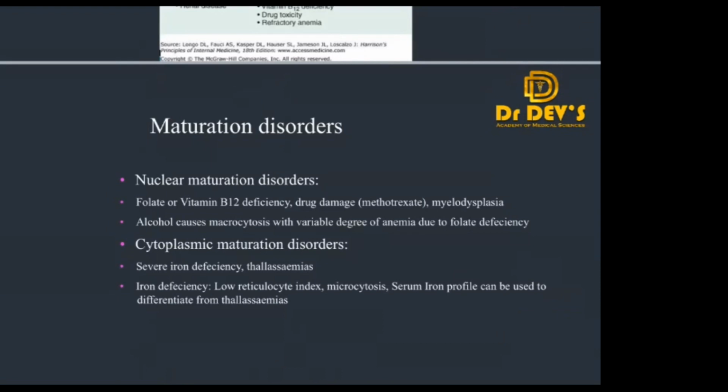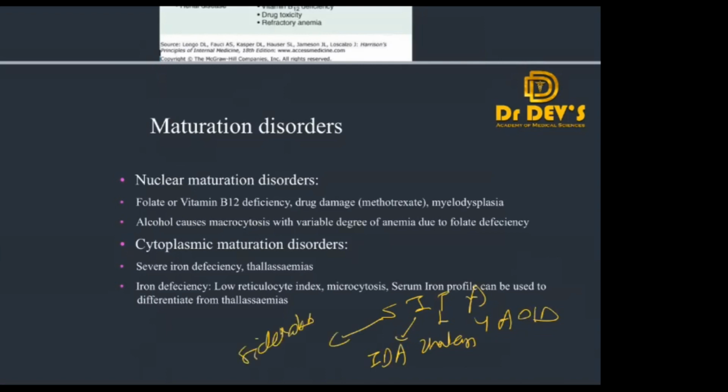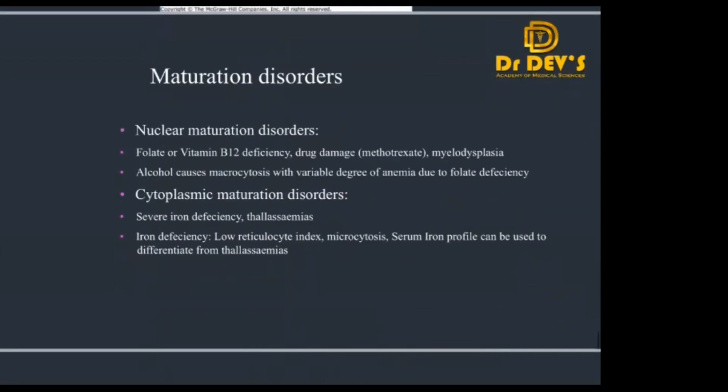What are the causes of cytoplasmic maturation disorder? It is SITA M. The trick is SITA: anemia of chronic disease, thalassemia, iron deficiency anemia, and sideroblastic anemia. So these are the causes of cytoplasmic maturation defect. So this is all about anemia.